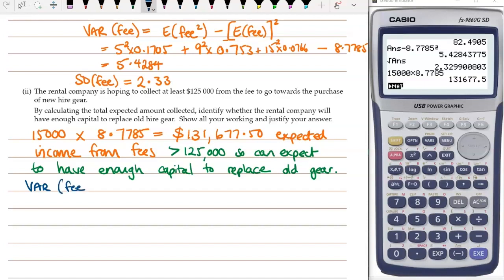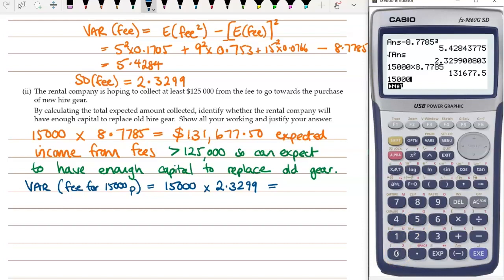So the variance on the fee for 15,000 people is going to be equal to, we have 15,000 individual people being added up rather than the thing being multiplied by 15,000, so we don't square this answer. We're just going to do 15,000 times the standard deviation, which was 2.3299. Probably should have written that as its full value up here, but I do still have it on the calculator. Right, so that was 2.3299.